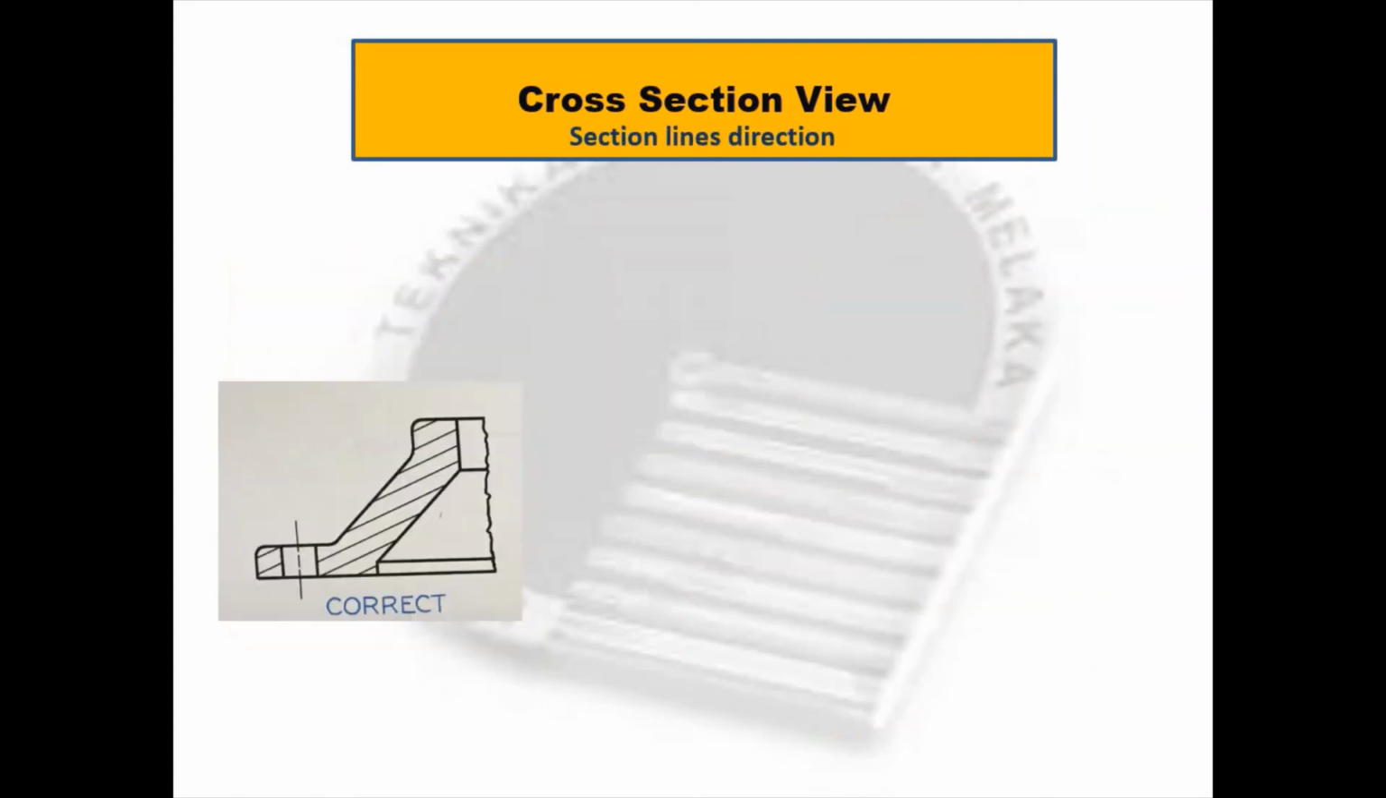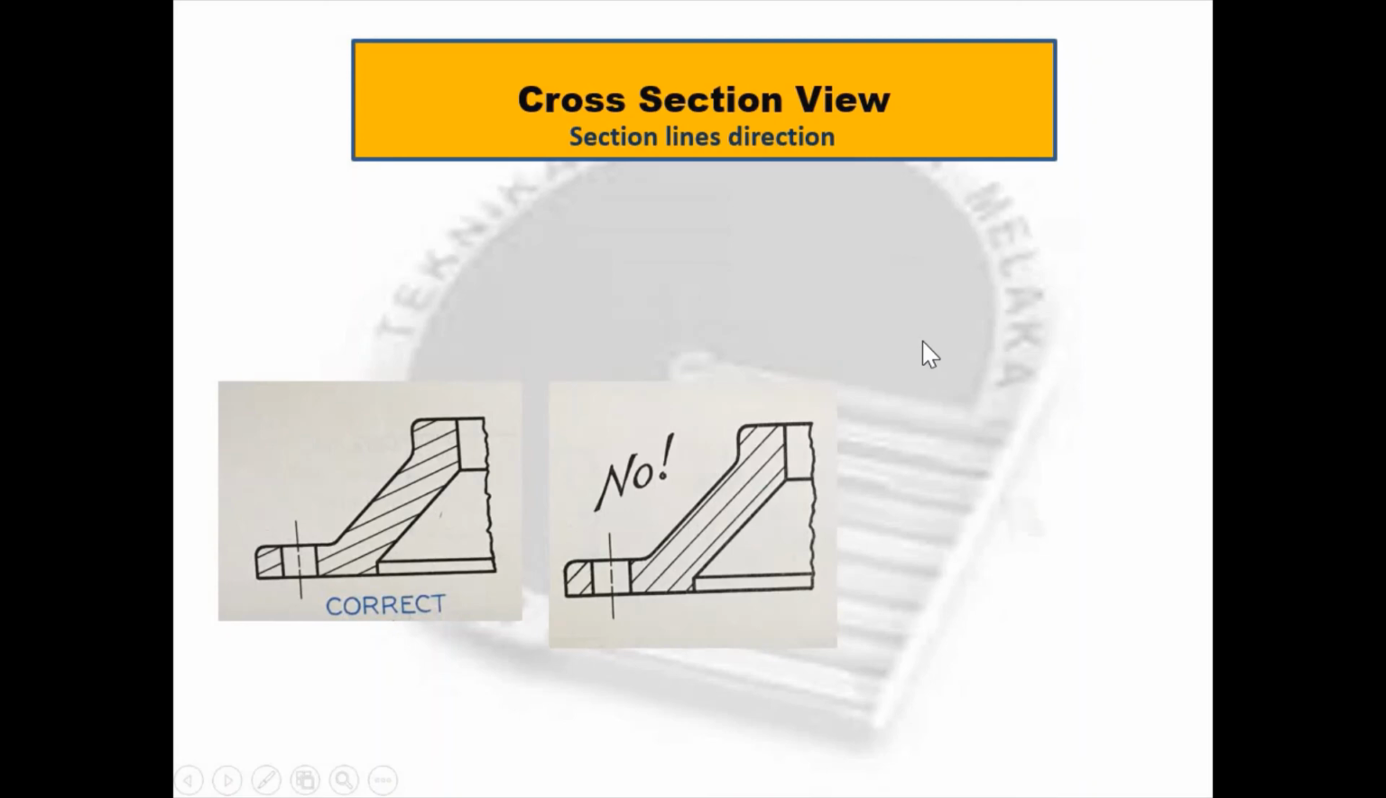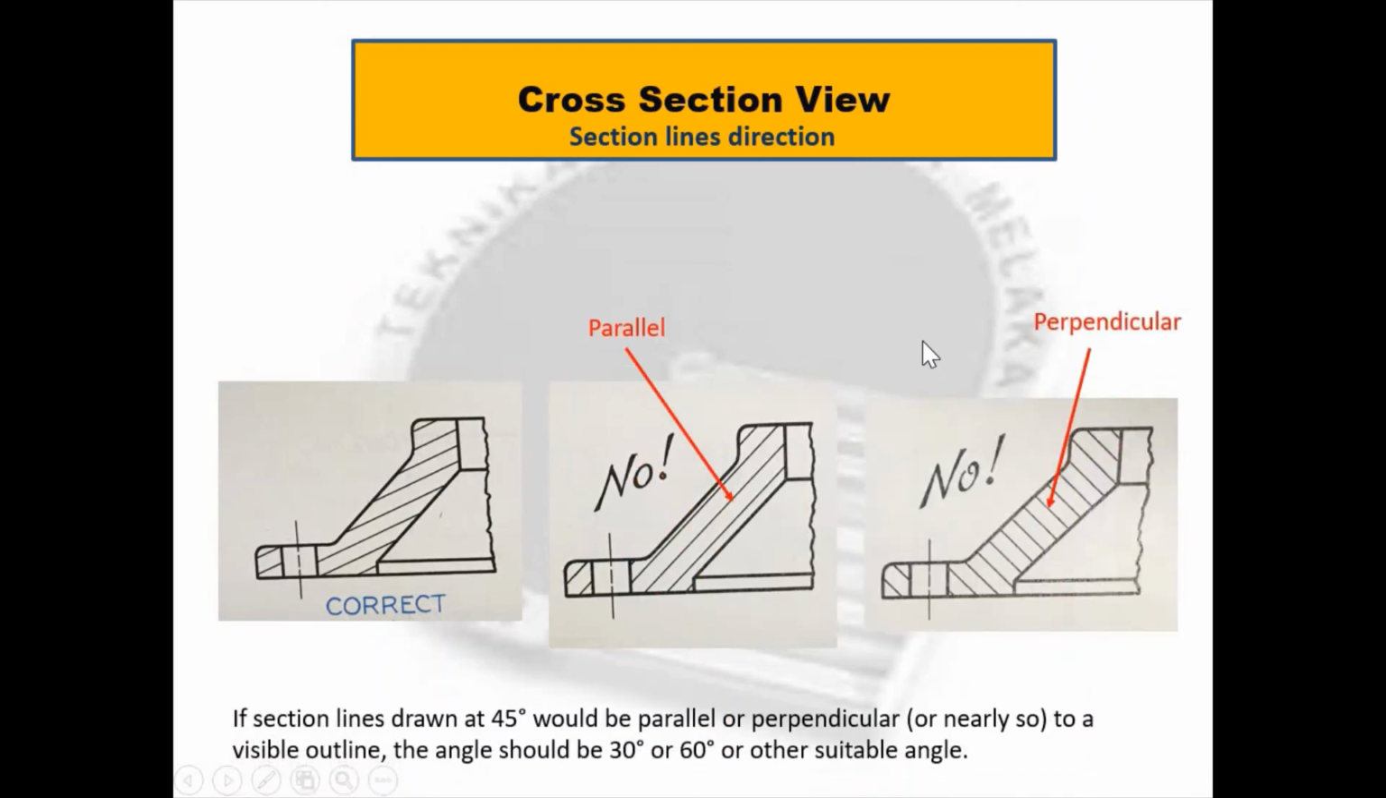The direction of section view lines is also important. The correct lines should not be parallel or perpendicular to the obvious visible lines. If section lines drawn at 45 degrees would be parallel or perpendicular, or nearly so, to a visible outline, the angle should be 30 degrees or 60 degrees or other suitable angle.